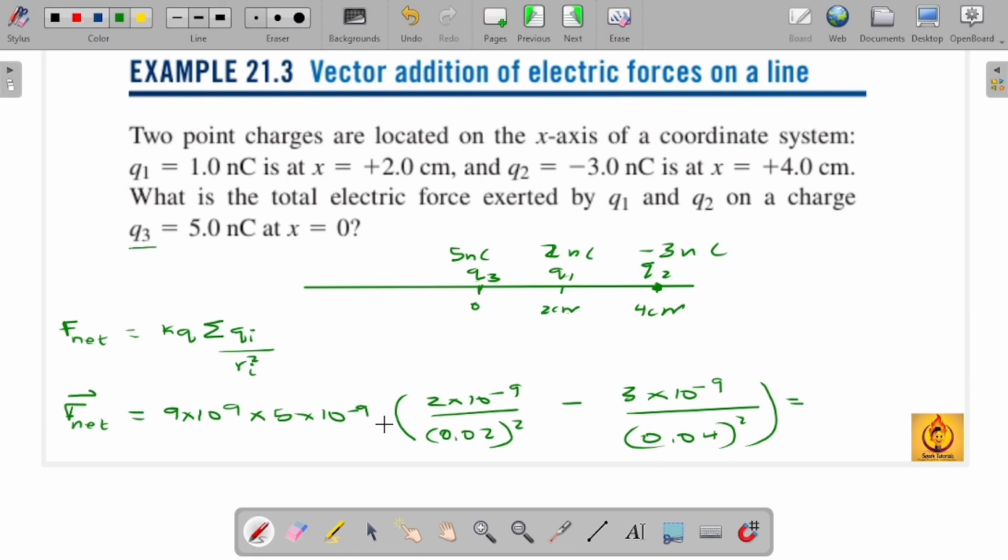All right. So let's remember we are calculating the total electric field exerted by Q1 and Q2 onto Q3. So the distance of Q1 to Q3 is these 2 centimeters. Here our charge is supposed to be 1 nanocoulomb, but we wrote 2. Everywhere we wrote 2 instead of 1.